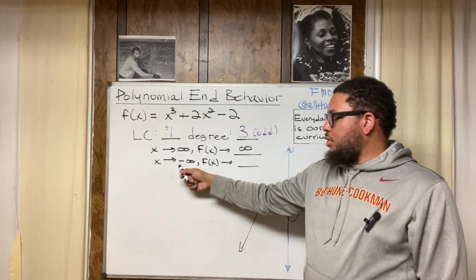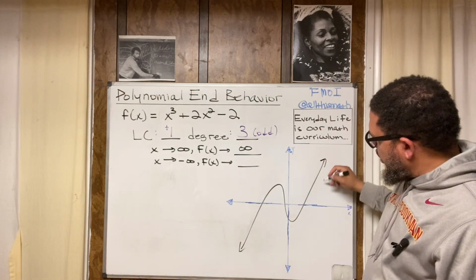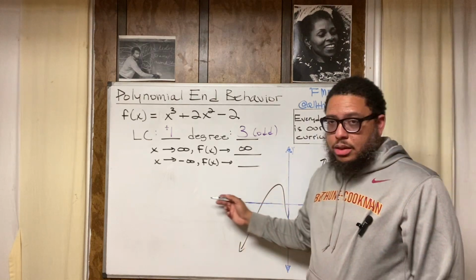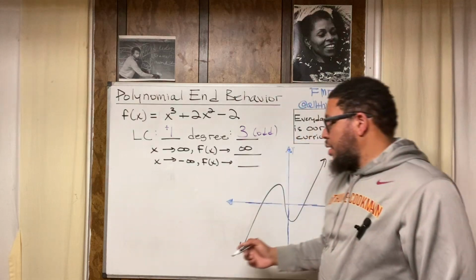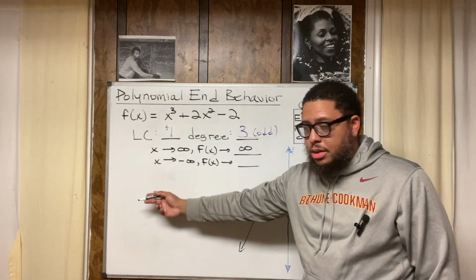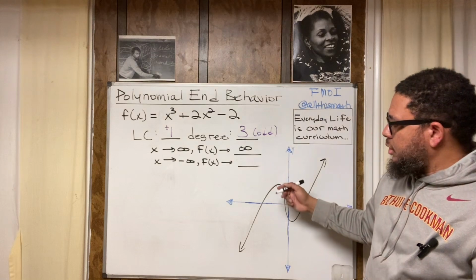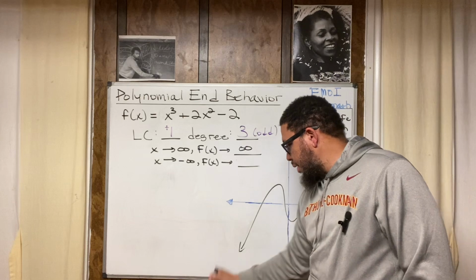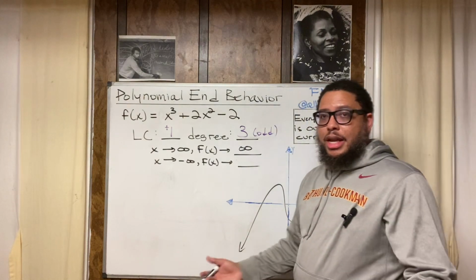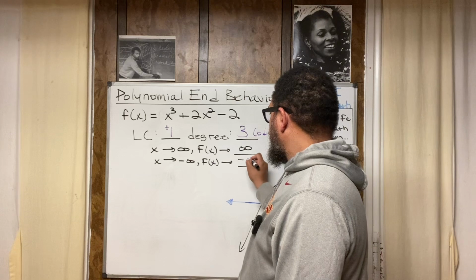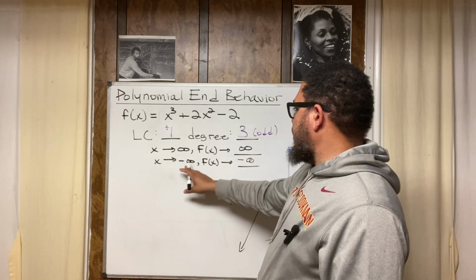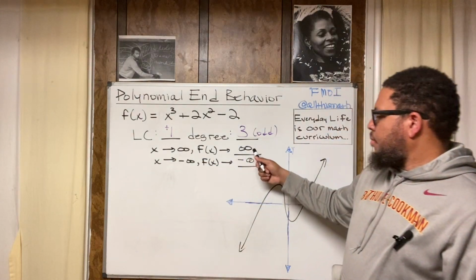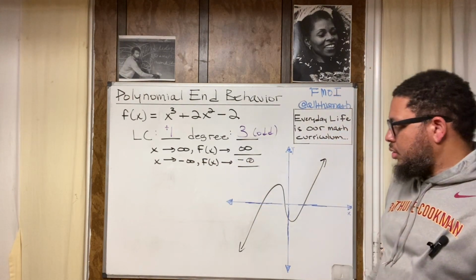Now, what about when x is approaching negative infinity? That means when x is going to the left, right? Like this. Your x values are going that way. What's going to happen to f of x? F of x is going to be going down, down, down, right? What's down there? Negative infinity. So as x approaches negative infinity, f of x approaches negative infinity. As x approaches positive infinity, f of x approaches positive infinity. So they match up like that.